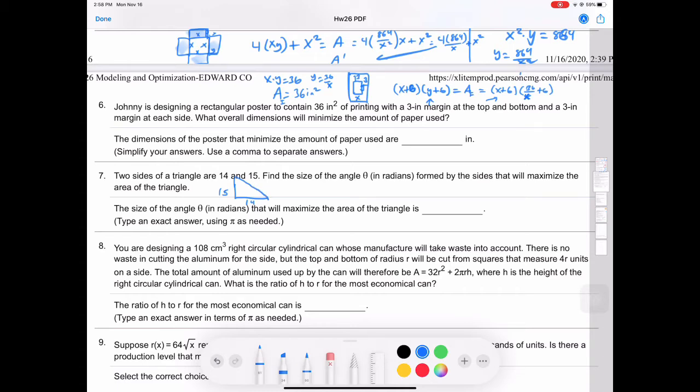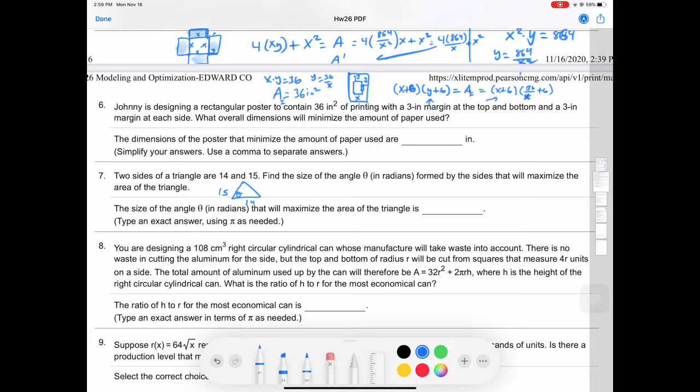Two sides of a triangle are 14 and 15, and the angle theta in radians formed by the sides will maximize the area. I see. So this angle here in the middle between them, here's my angle between them, that's going to be theta. We'll maximize the area of this triangle. All right, so we have our setup here, and we want to maximize the area.